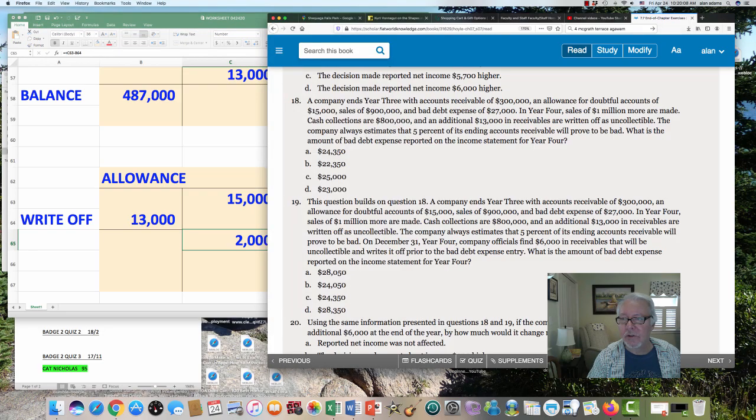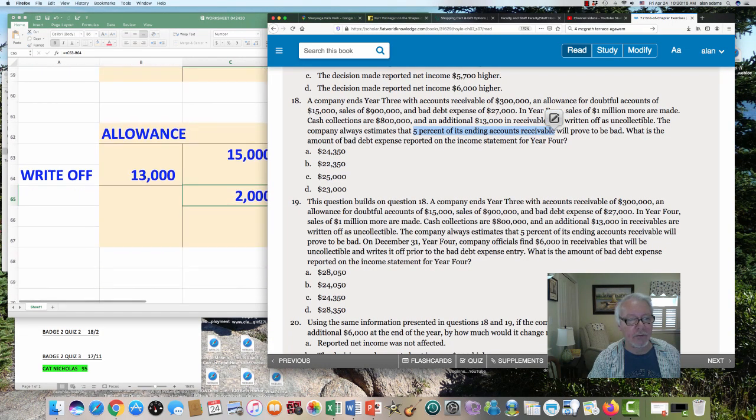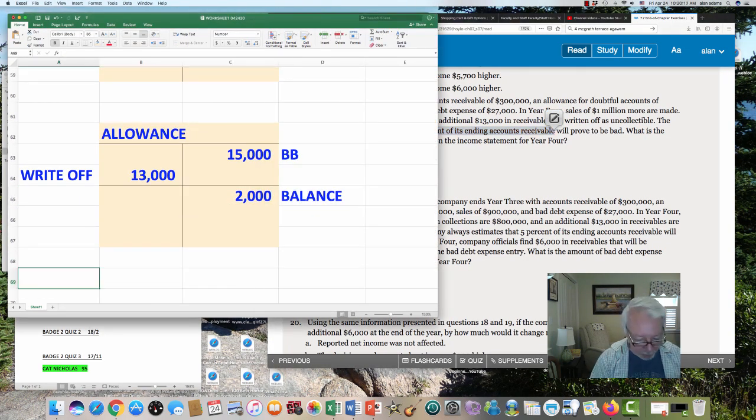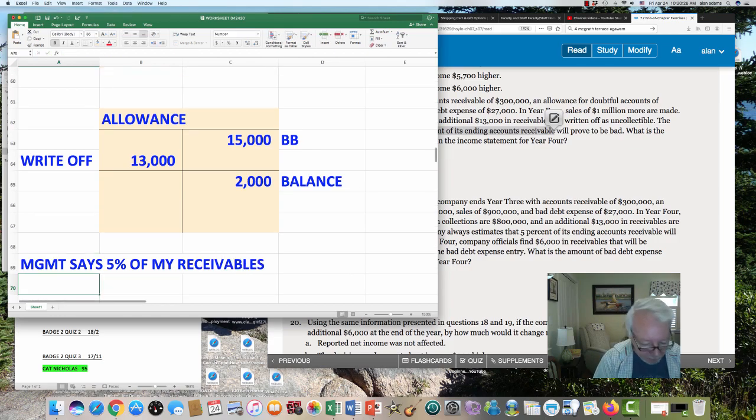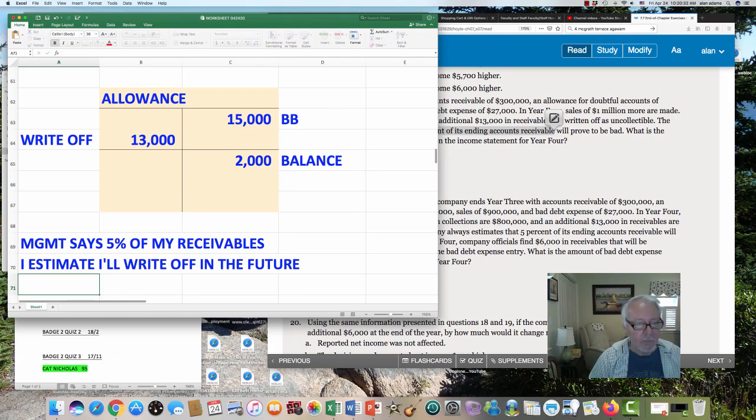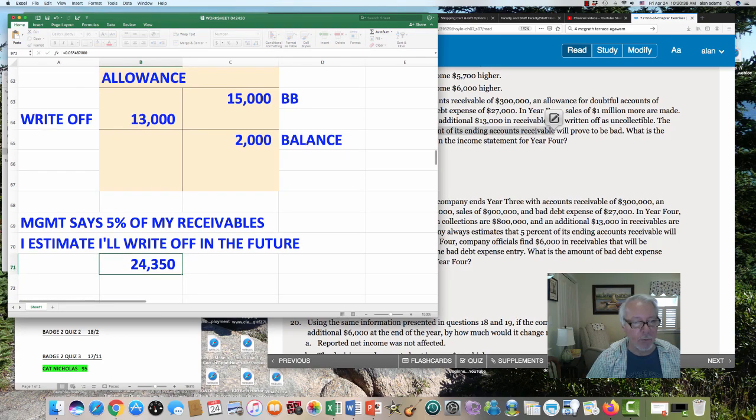Okay? What is the amount of bad debt expense? Well, first I have to say how much of my receivables do I think I'll write off. It tells us, management says, 5% of my receivables I estimate I'll write off in the future. Okay, and 0.05 times 487,000, that was the number I think, wasn't it?